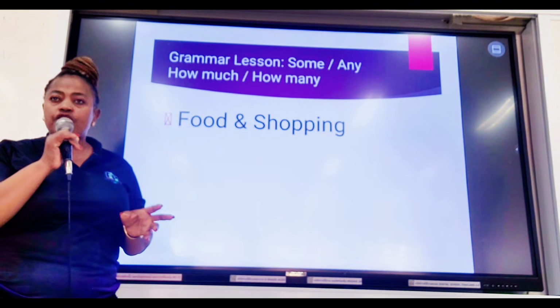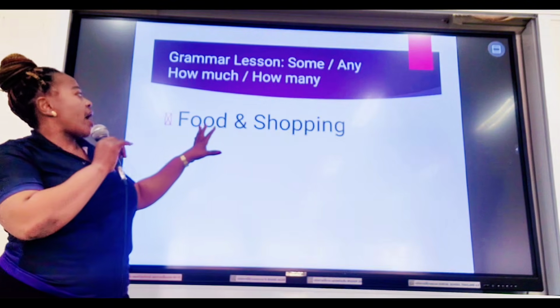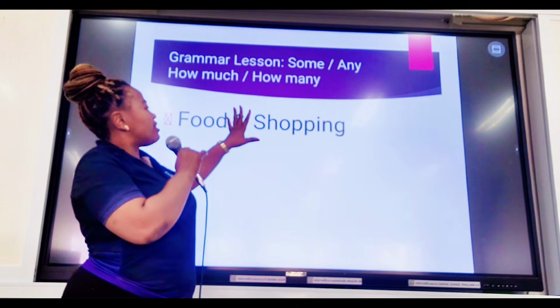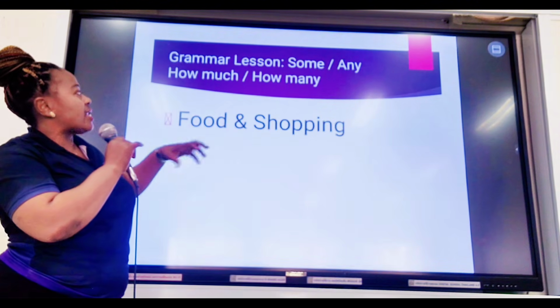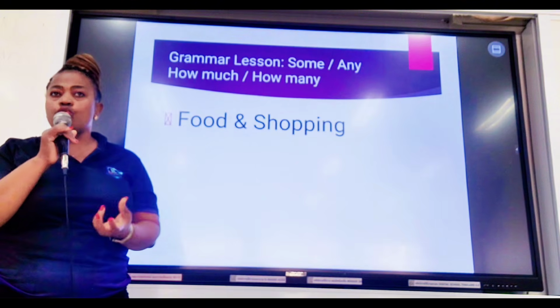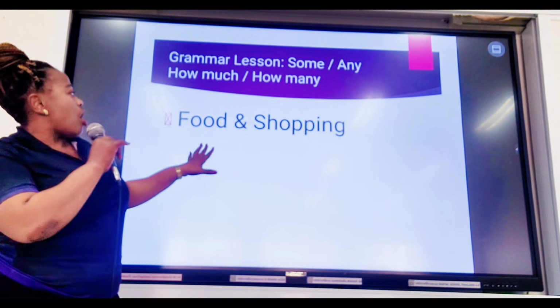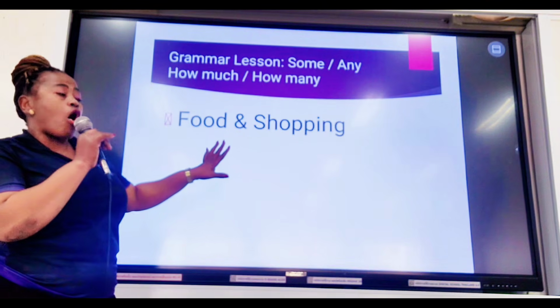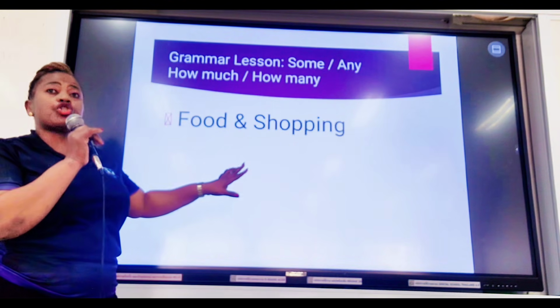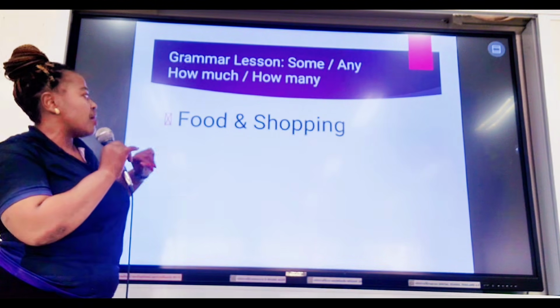Any. How much? How many? So we are going to be talking about these quantitative words and how they can be used. How do we use them? When do we use them? And we are going to be talking more about food and shopping using these words.